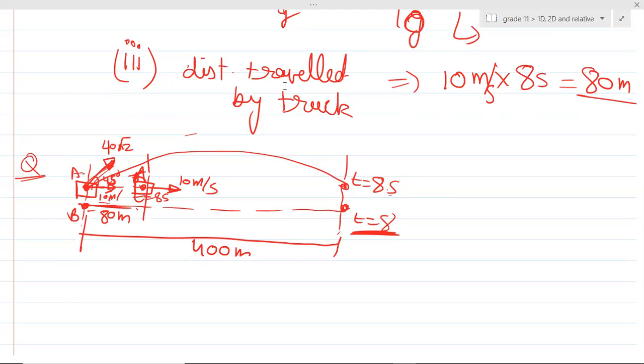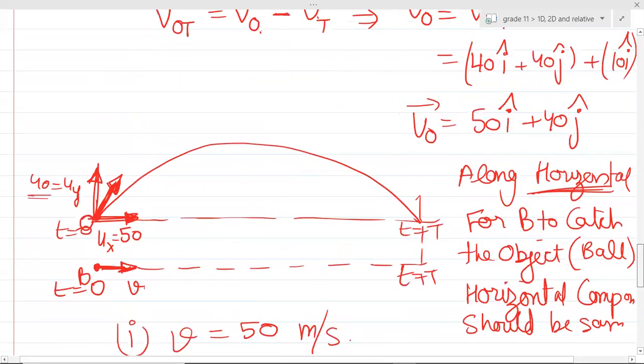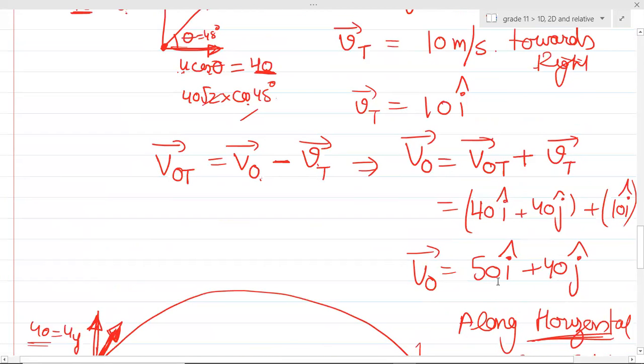Can you see the ball has a horizontal velocity, how much? 40, 50. With respect to the ground, 50. With respect to the truck, 40. Why is this additional 10 adding? Because the truck was moving, right?